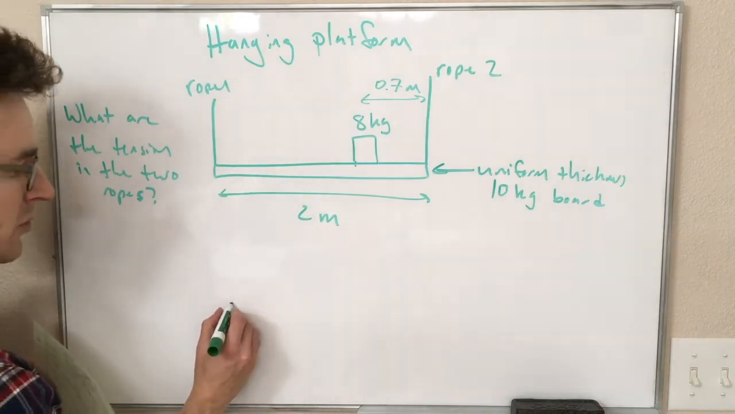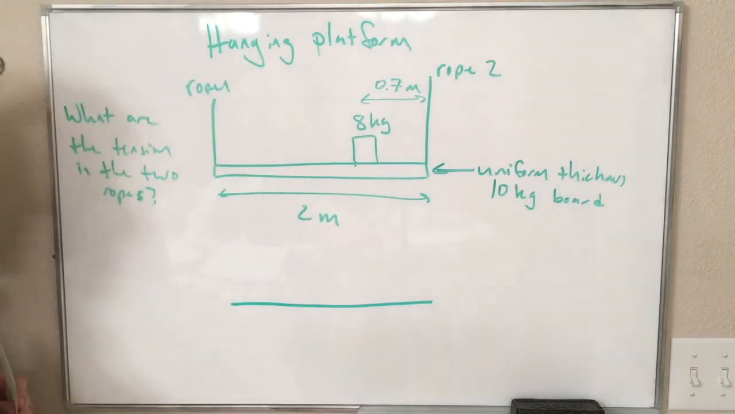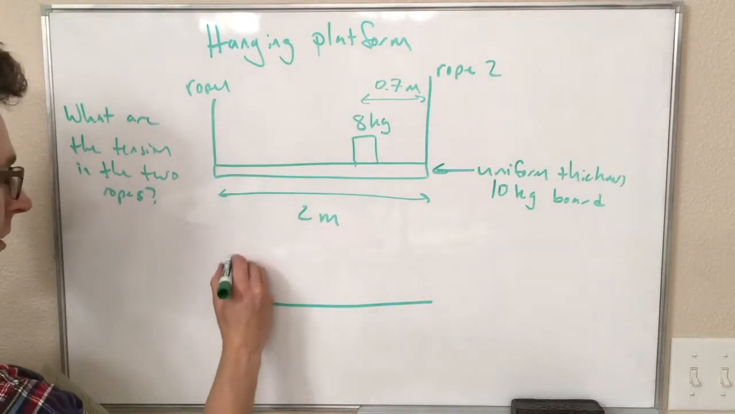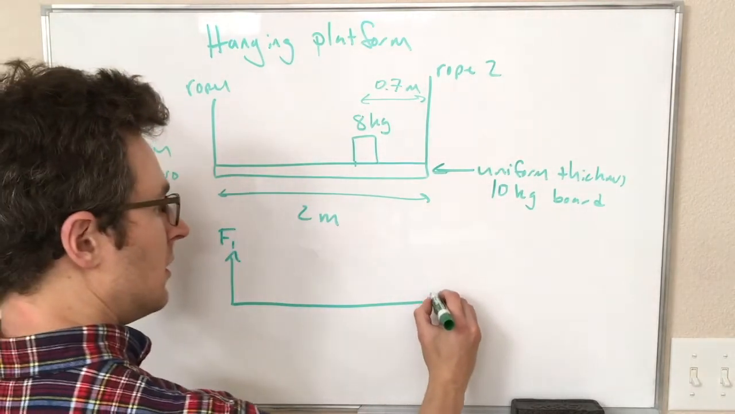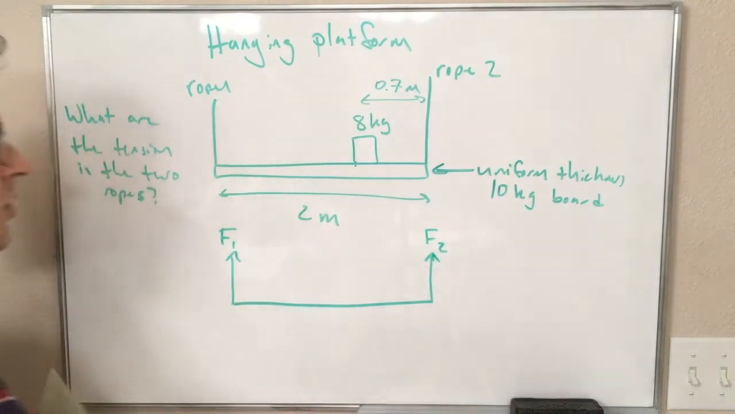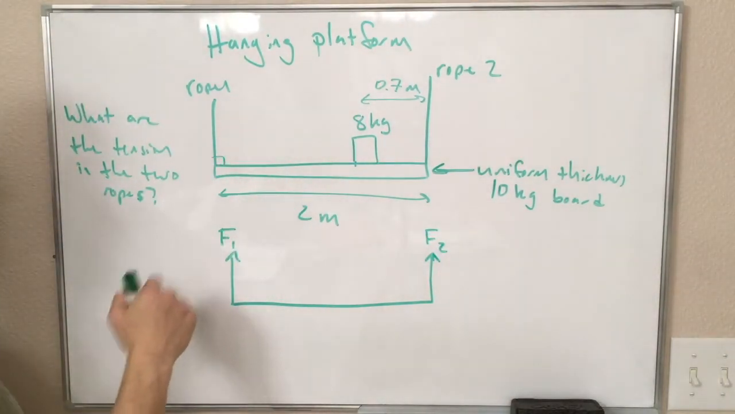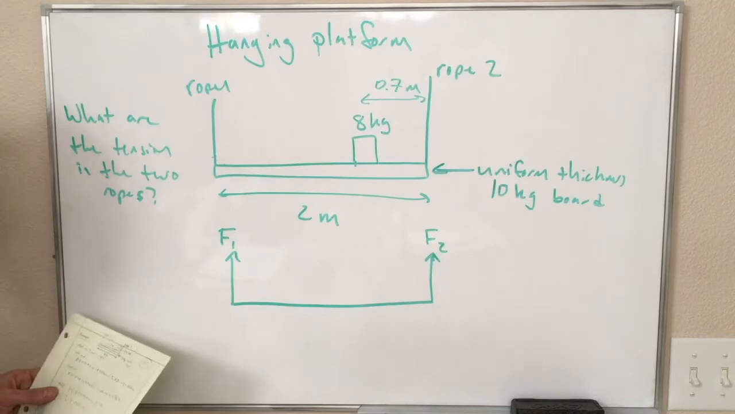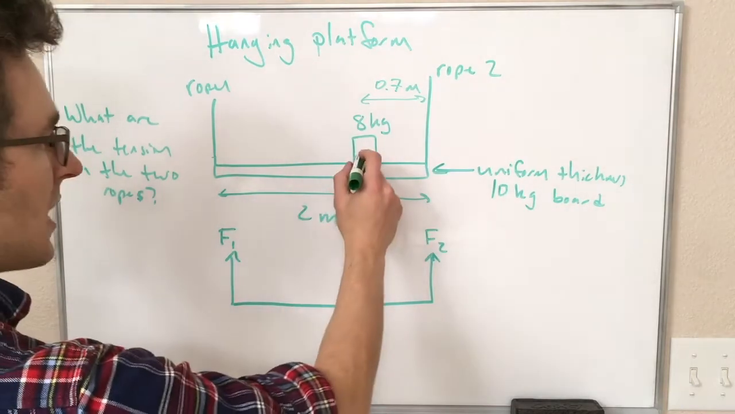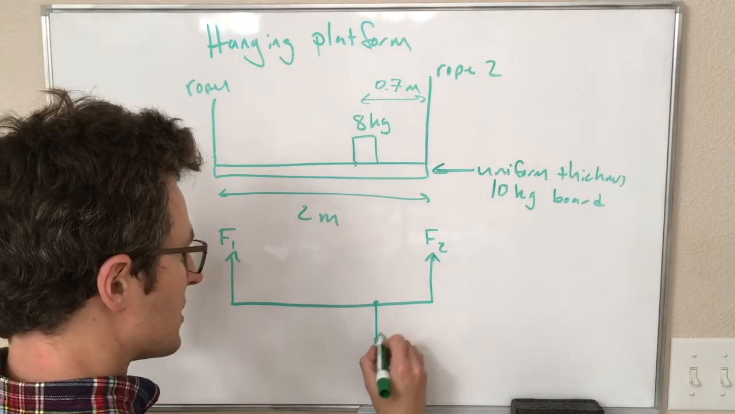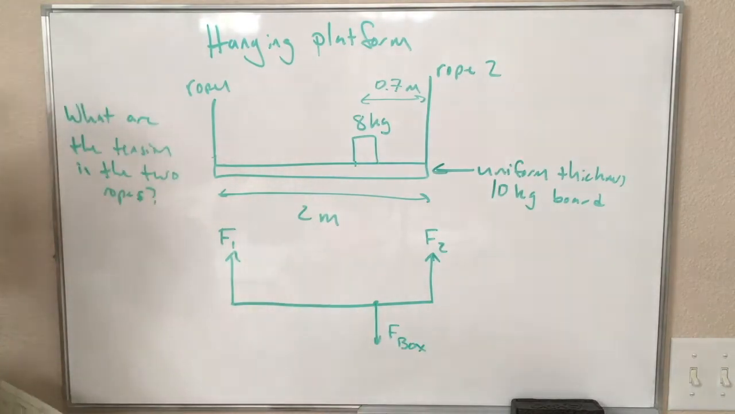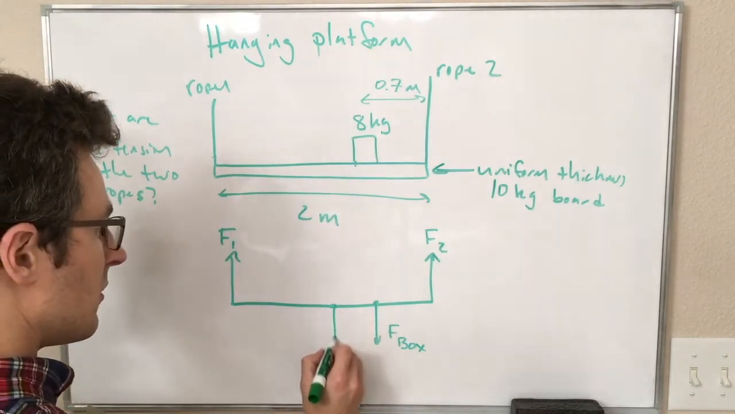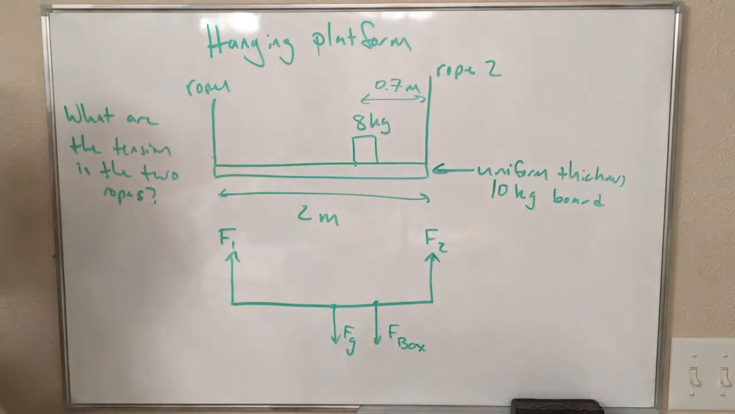So in our free body diagram, we draw our object as a line. Our forces are points on this line. What forces do we have? Well, we have two ropes attached to it, so those are easy. We'll call them force 1 and force 2. We're assuming these are perpendicular. If it wasn't totally clear from the diagram, you should ask, but we're assuming that here. We have the 8 kilogram box pushing down, which we'll call F box, and we have the weight of the platform itself, which we will call F gravity.